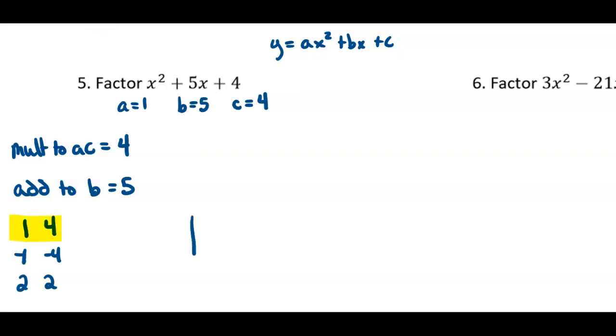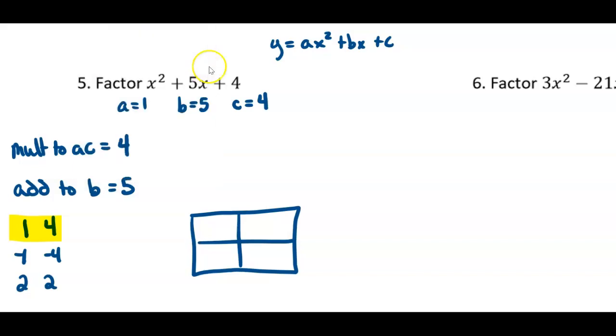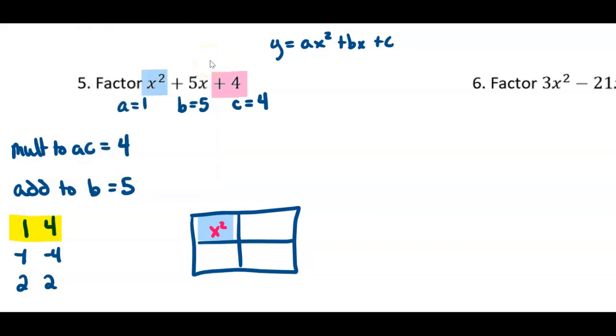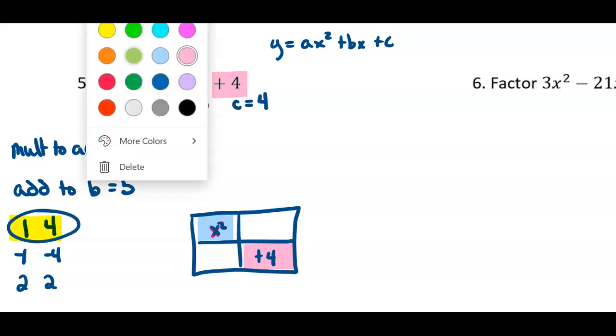So what we can do is use the box. And we can use some highlighting to show you where each number comes from. All right, so this x squared goes right here. So you're going to put that right there. The bottom right corner of the box comes from right here. So you're going to put plus 4 right there. Then the two numbers we had right here make the other two boxes.